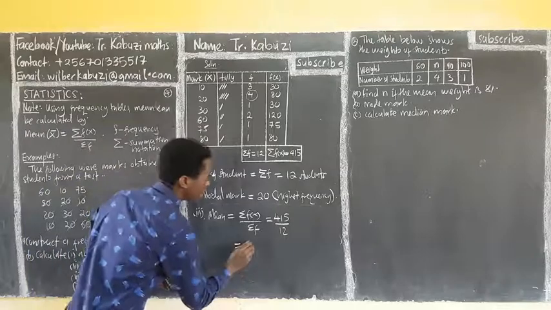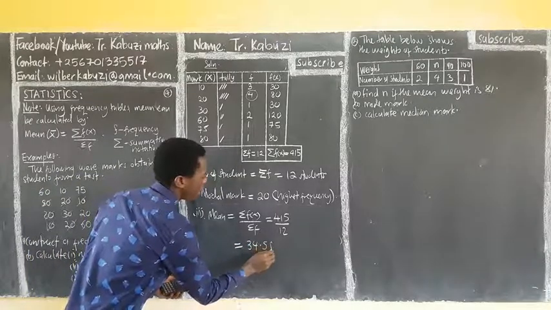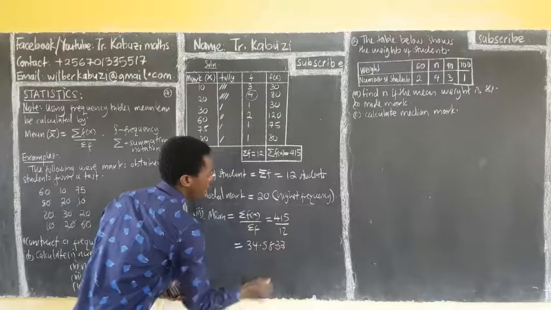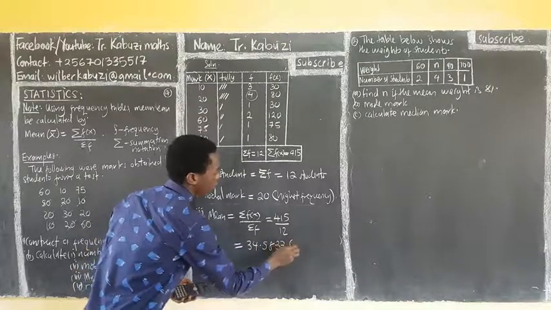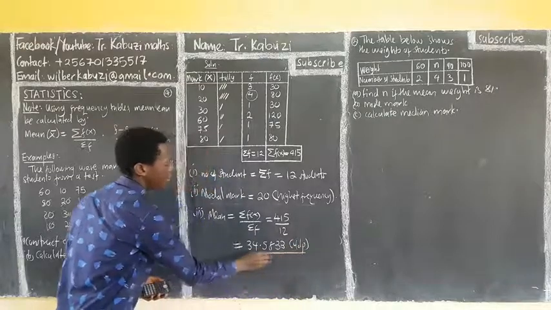I'm getting 34.583. You give it 2 decimal places. That is my mean.